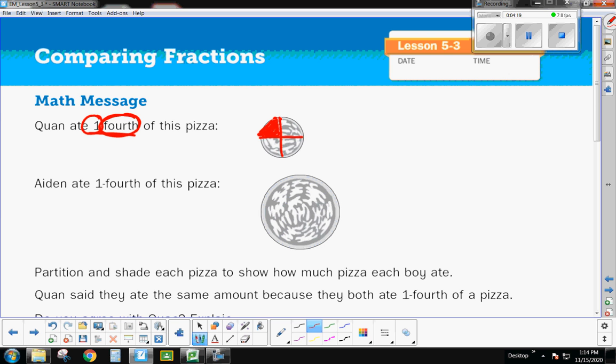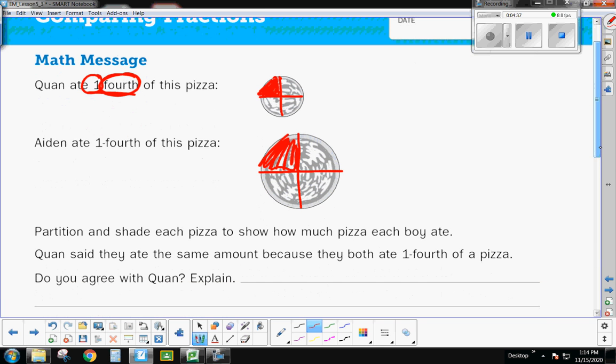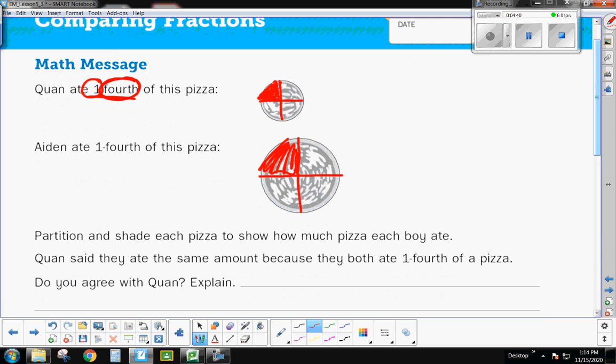And then it said Aiden ate 1/4 of this pizza. So go ahead and again divide this pizza into fourths and shade in 1/4. Now Quan said that they ate the same amount because they both had 1/4 of a pizza. Do you agree? I want you to go ahead and explain in words if you agree with Quan. Do you think they both ate the same amount because they both ate 1/4? Pause the video.